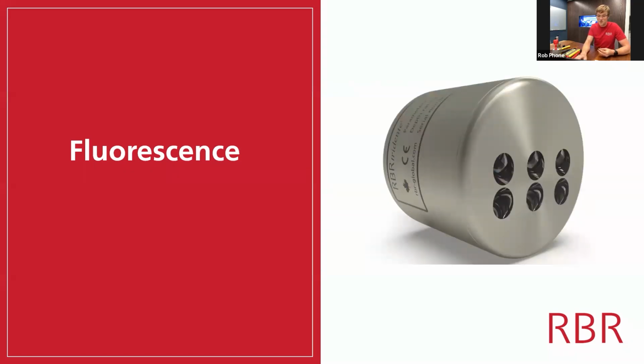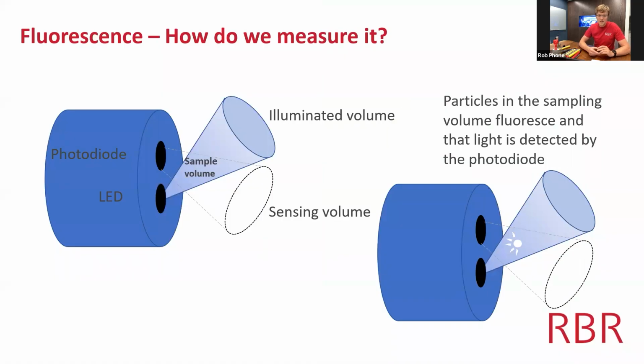The fluorometer I have here with me is the RBR Tridente. This particular instrument has 3 channels, with 2 of them dedicated to fluorescence, and it can accommodate a variety of different parameters. The measurement is quite similar to that of backscatter or turbidity, where we have an intersecting beam from the LED and a field of view from the photodiode. When a molecule or cell enters the sample volume, it gets excited by the light emitted by the LED, and then that light is fluoresced towards the photodiode.